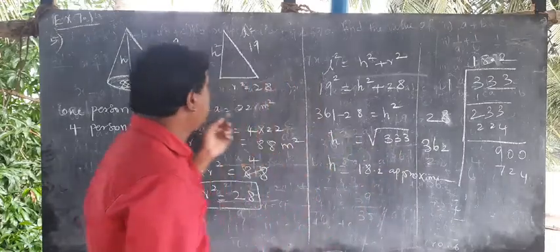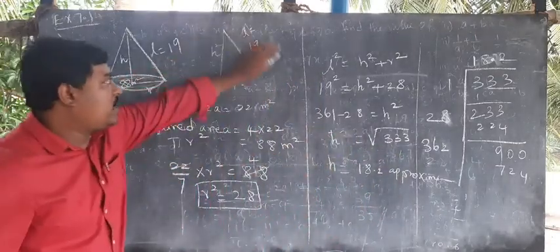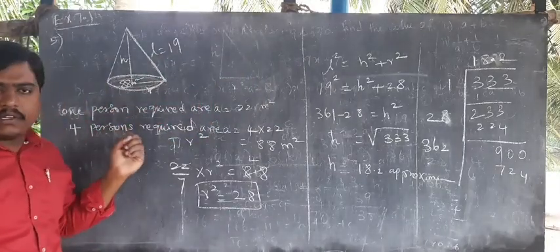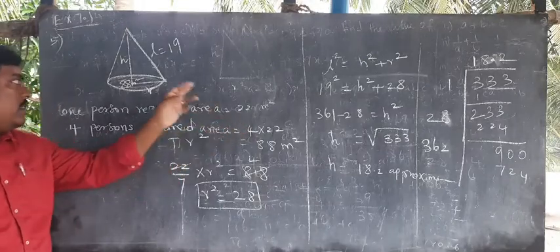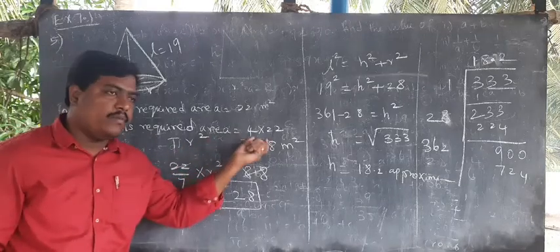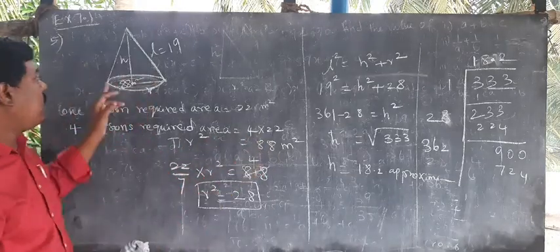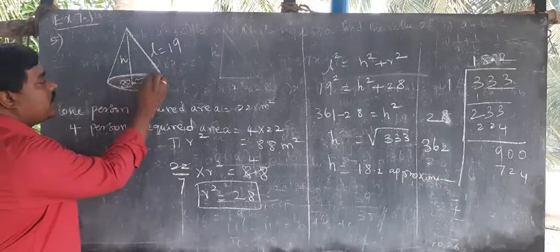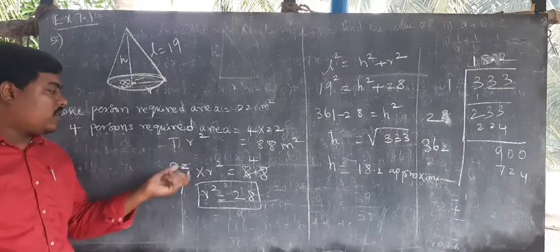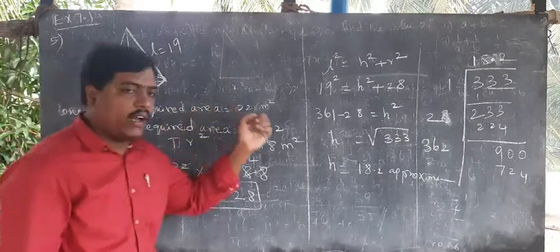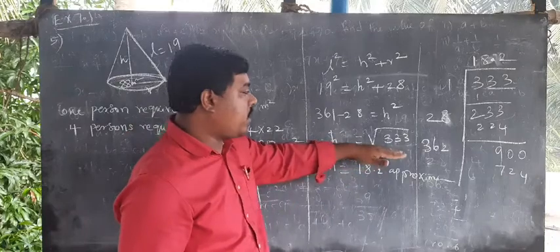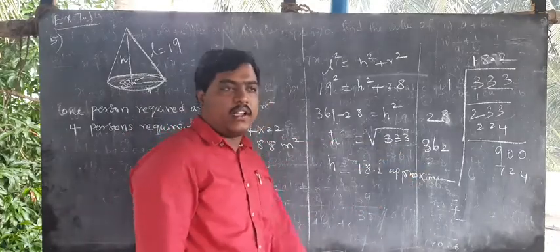So now, in the conical tent, one person wants to live, so they need 22 meters square. 4 persons are living in the conical tent. So 4 persons into 22, so 88. In a conical tent, the area will be considered as the area of a circle, surface area. So I write pi r square. So I find r square, and then we need to find H. So apply the Pythagoras theorem. We find up to this, and then we take the square root. We are getting 18.2 something. Right? That is an approximate value. Thank you.